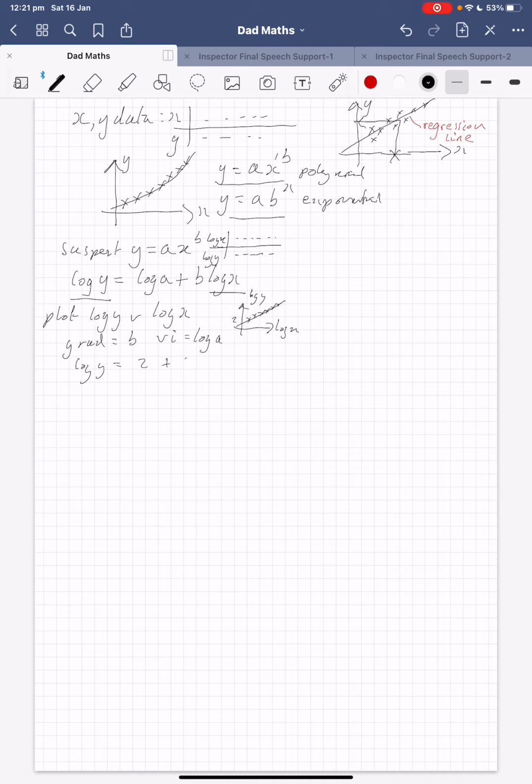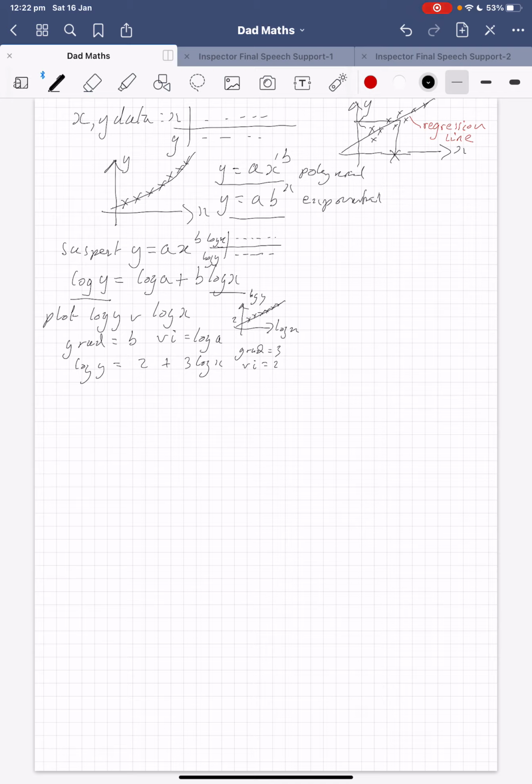So plus 3 log x. Suppose we have the gradient equals 3 and the vertical intercept equals 2. We can therefore work out what the initial relationship was, because now taking the reverse process, we see that log of a is 2 and that b is 3.